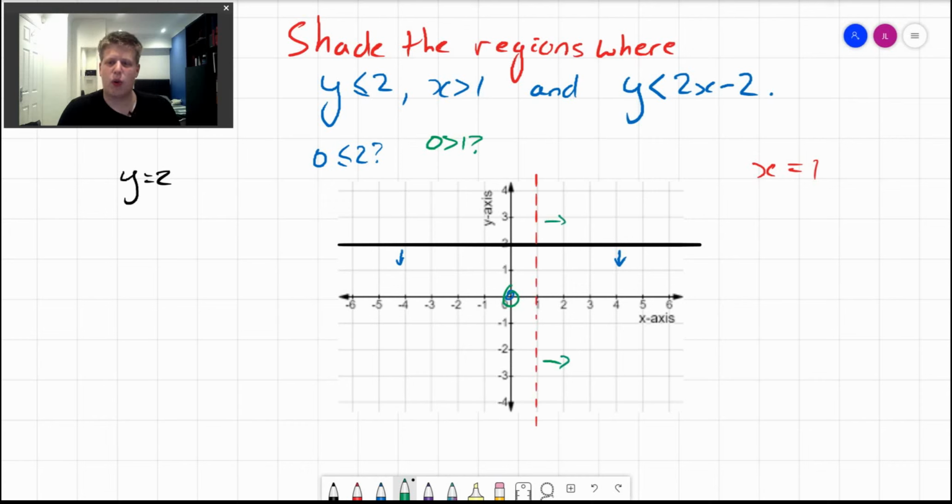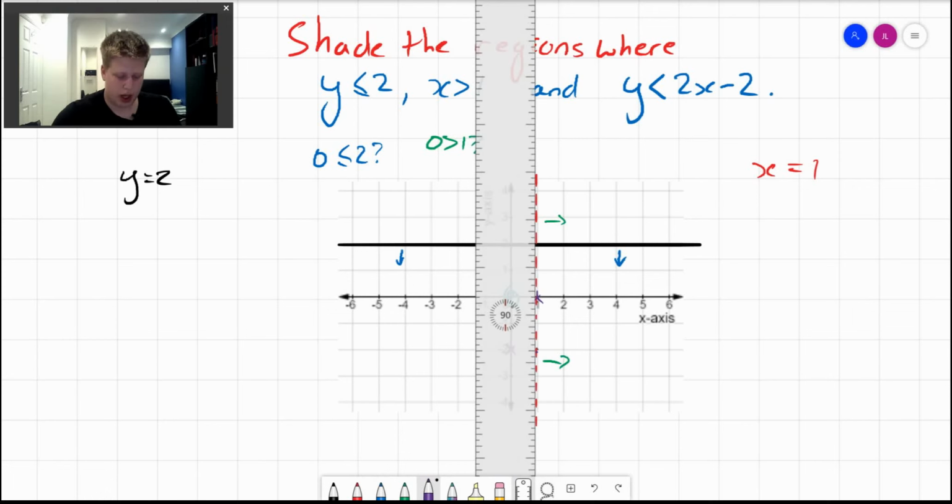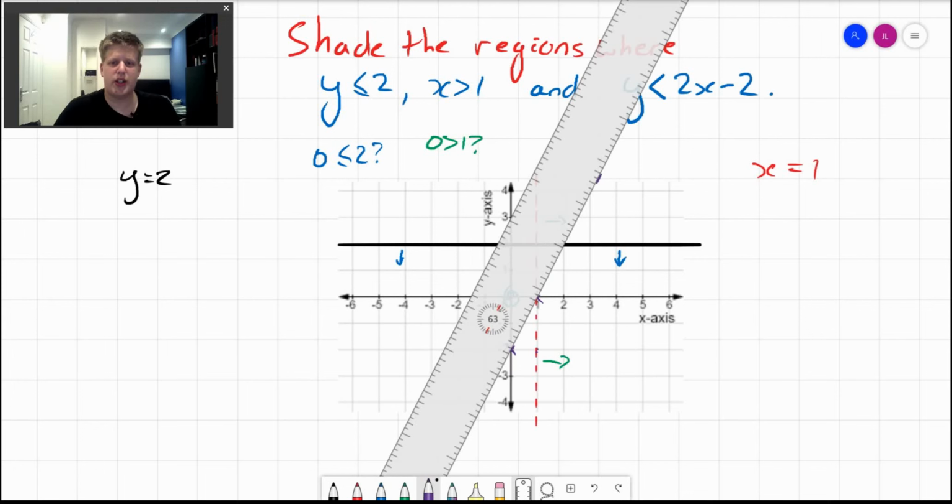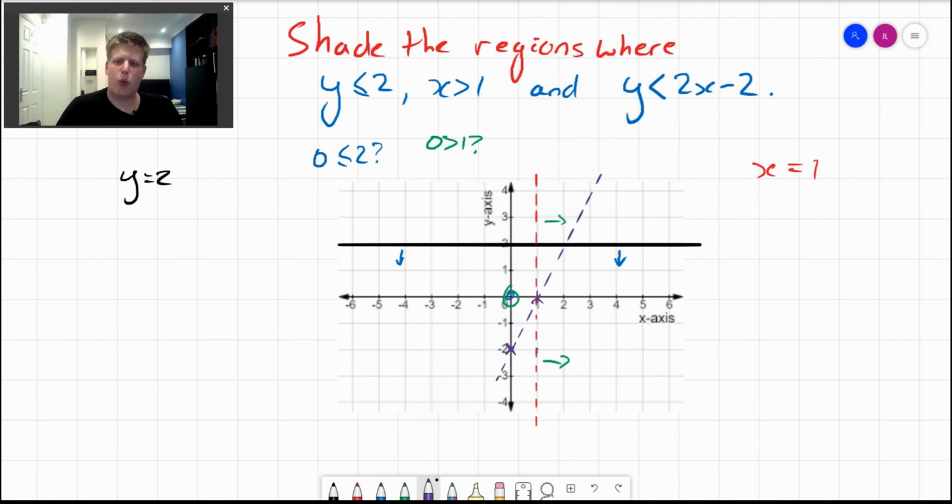And finally, y is less than 2x minus 2. Well, we know that the y-intercept will be at minus 2. And we also know that the gradient is 2, so we're going to go 1 along and 2 up, so there's a second point. And now we can join those up. And because it's a strict inequality, we've got to do a dotted line again. And now we're looking for when y is less than 2x minus 2.